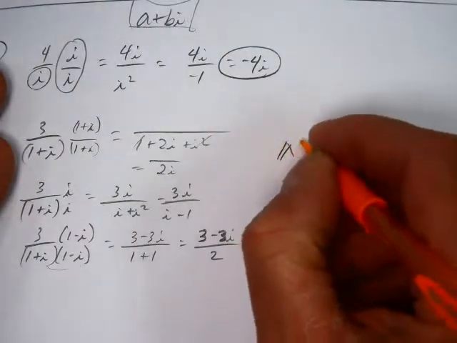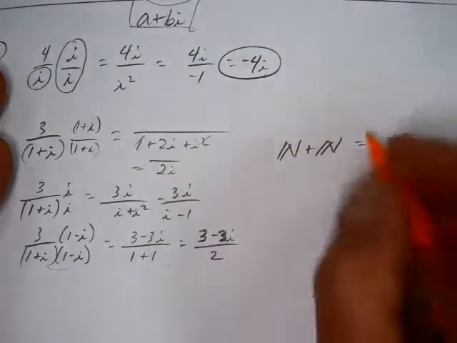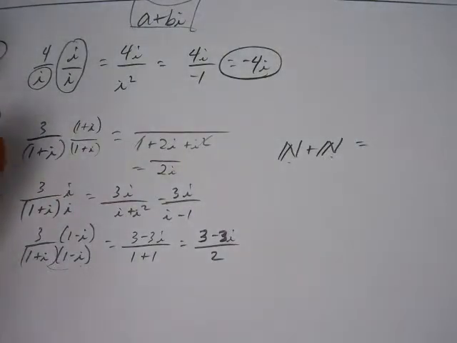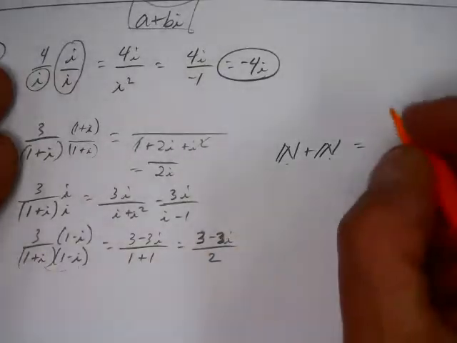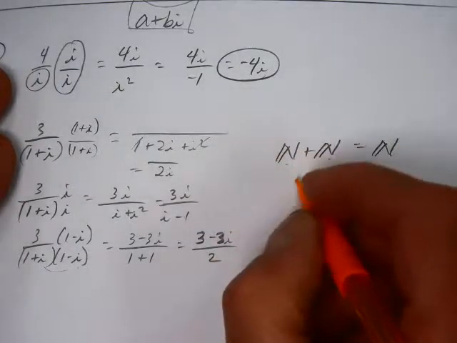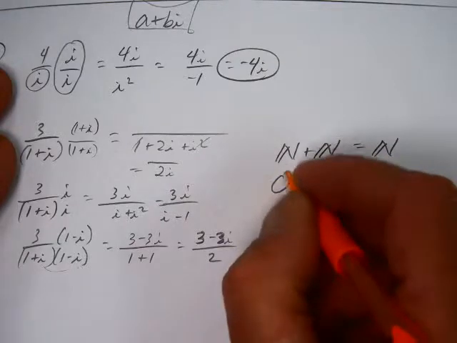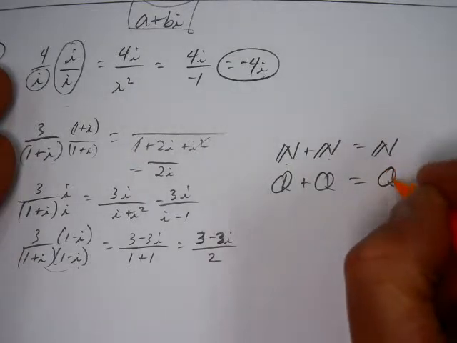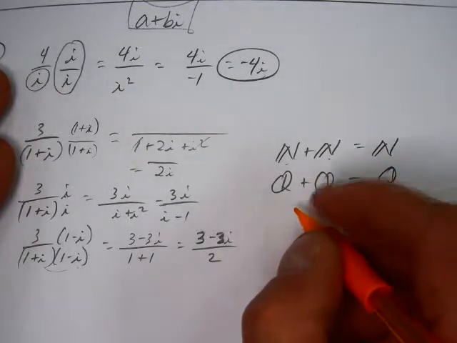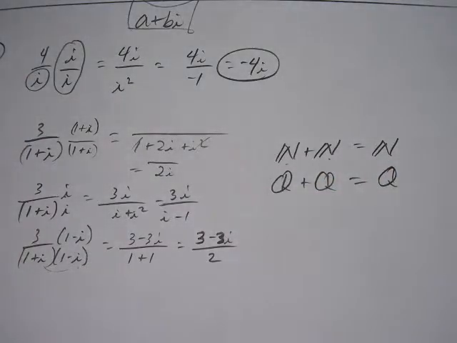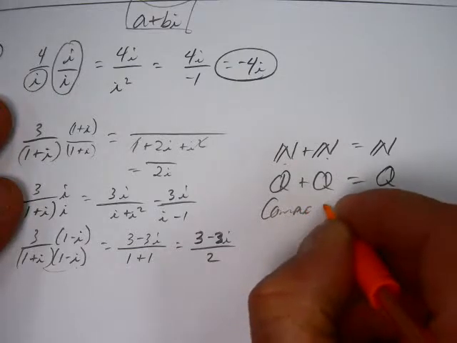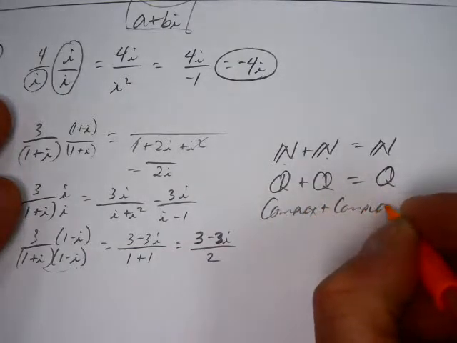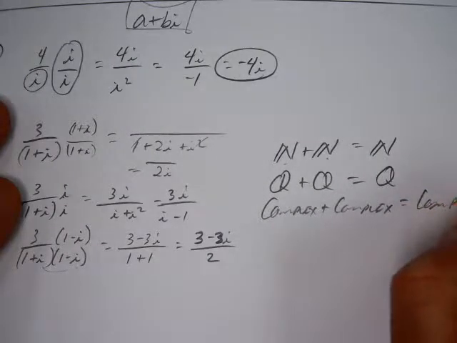If I take a natural number plus a natural number, what type of number do you think I get? A natural number. Okay, if I take a rational number plus a rational number, what do you think I get? A rational number. So if I take a complex number, I can't remember the symbol for a complex number. So if I take a complex plus a complex, I expect to get a complex number.